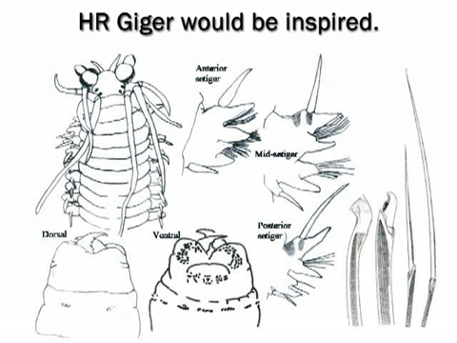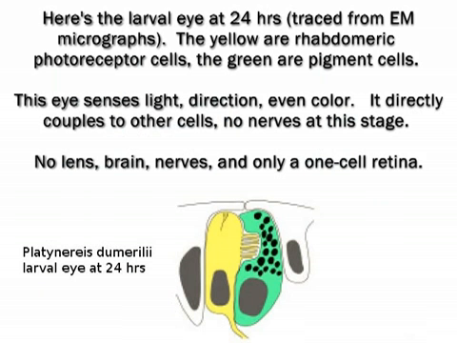Even H.R. Giger would be inspired by this guy. Here's the larval eye at 24 hours, traced from EM micrographs. The yellow are rhabdomeric photoreceptor cells. The green are pigment cells. These two cells are the simplest possible visual system.